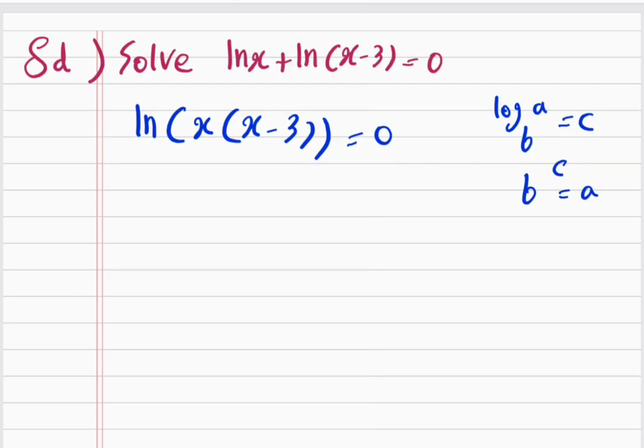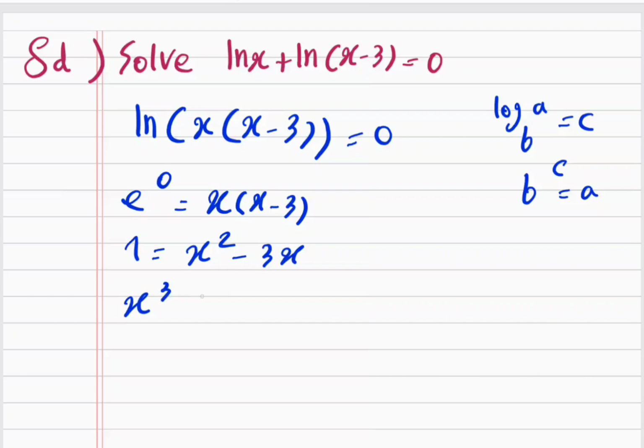So now we can use this property and apply that here because the base is e. So this becomes e to the power of 0 is equal to x times (x - 3). Now, e to the power of 0 is just equal to 1, and then here we have x squared minus 3x. So now we have a simple quadratic, and when we rearrange this, we'll get x squared minus 3x minus 1 is equal to 0.